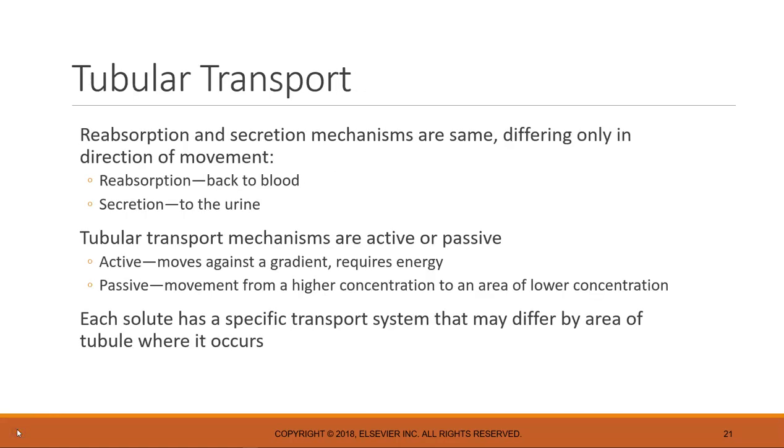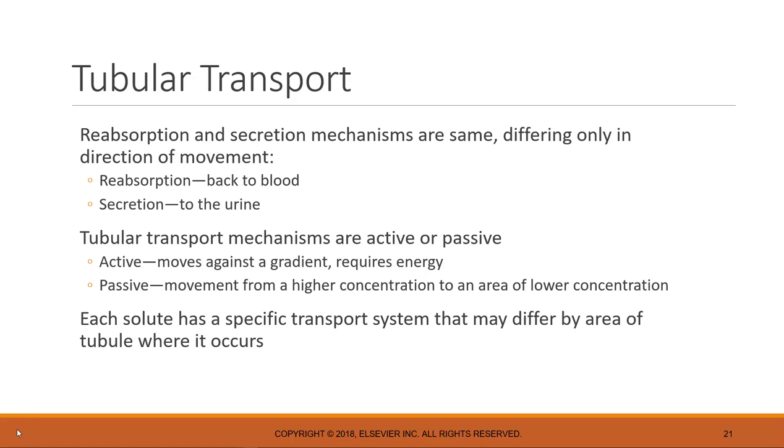The reabsorption and secretion mechanisms are exactly the same, and they differ only in the direction of movement. Reabsorption allows those things that we need to go back into the blood. Secretion allows those waste products that we do not want to be secreted into the urine. And the tubular transport mechanisms are either active or passive. The active transport moves against a gradient and requires energy. The passive transport is movement from a higher concentration to an area of lower concentration.